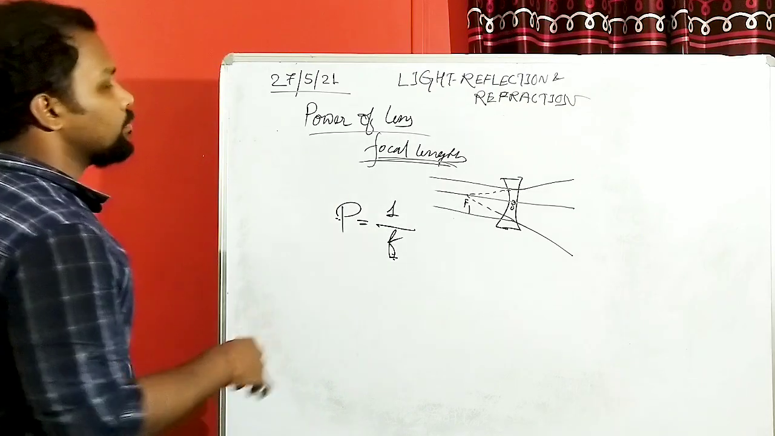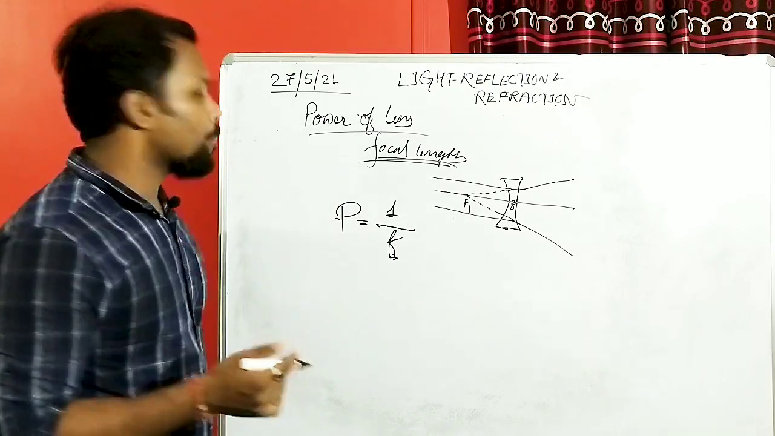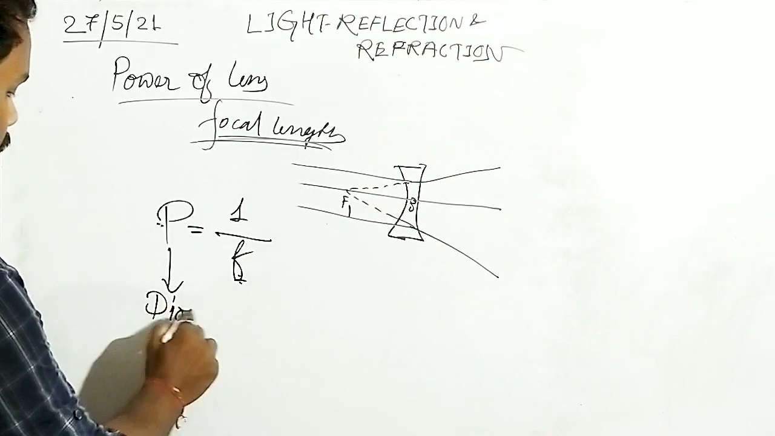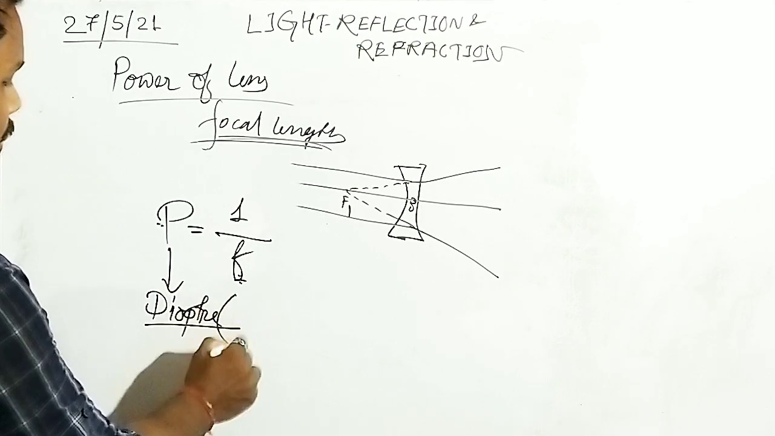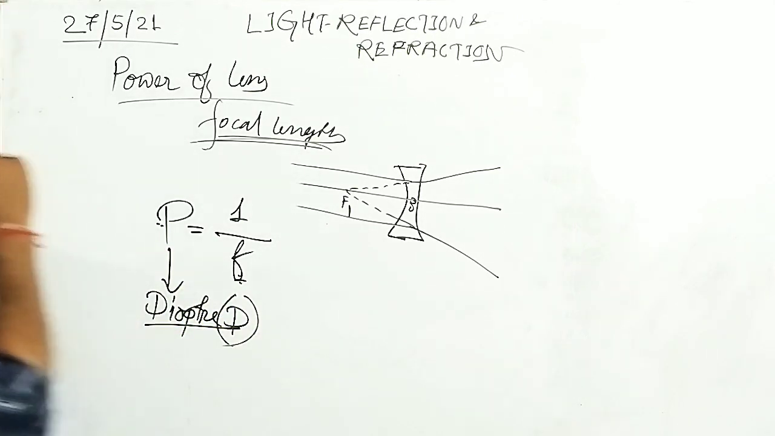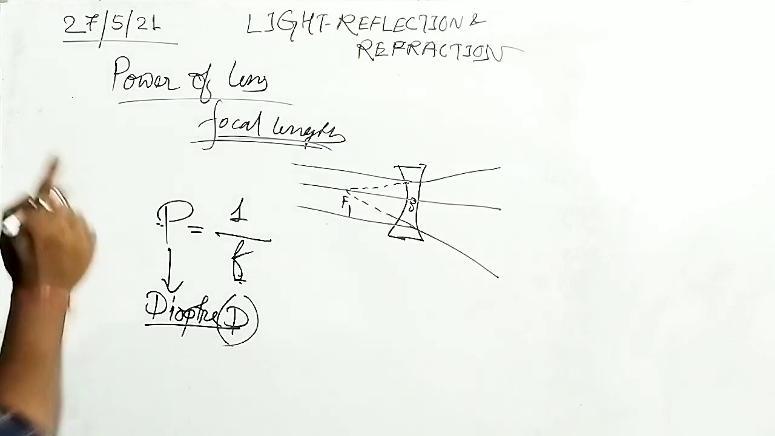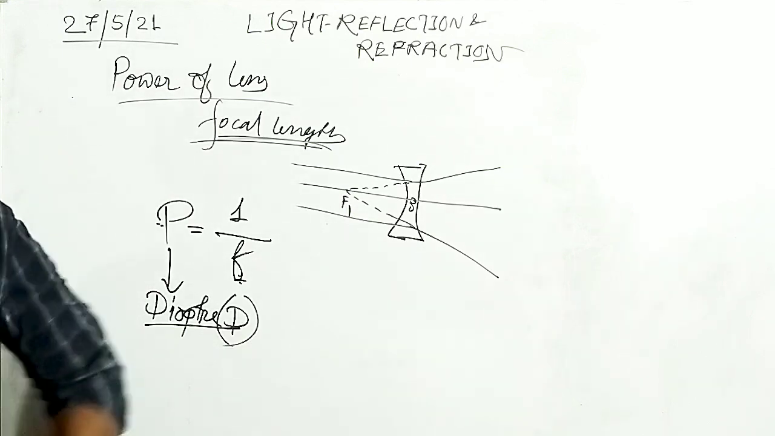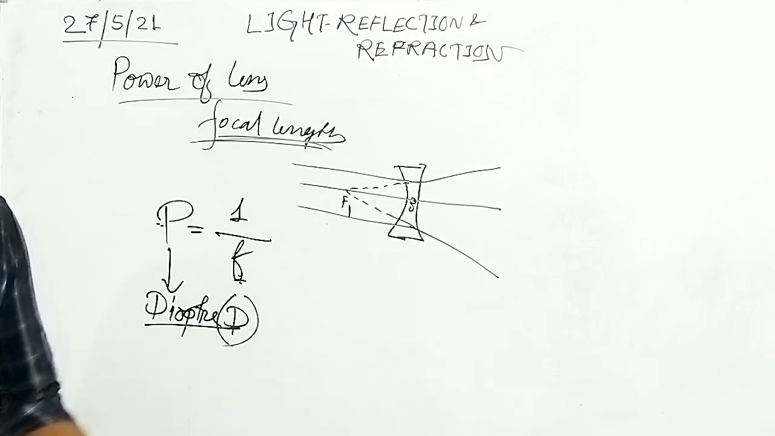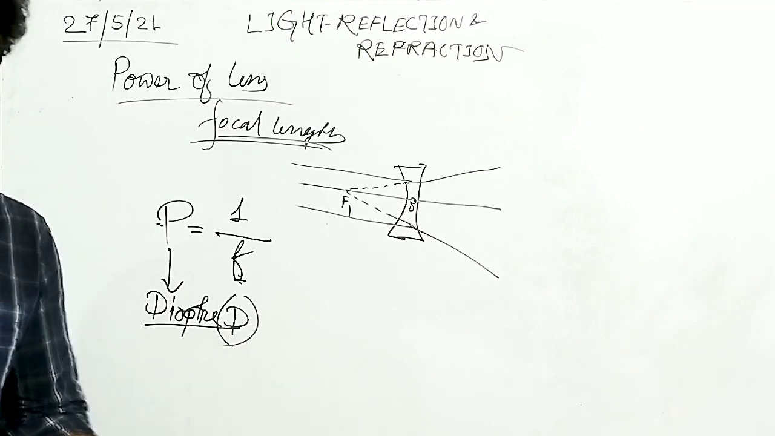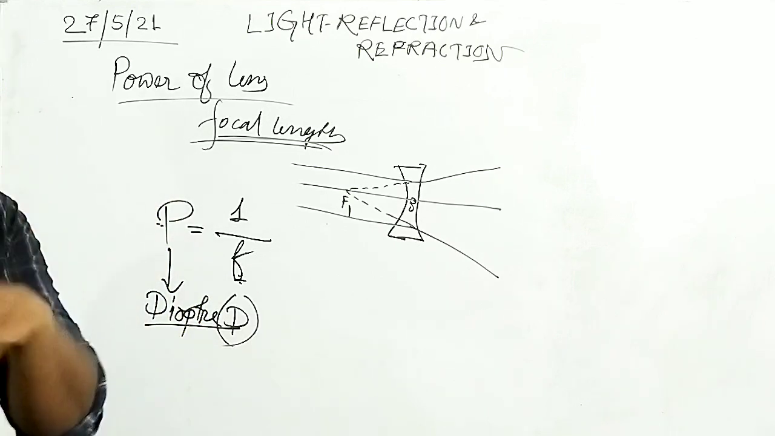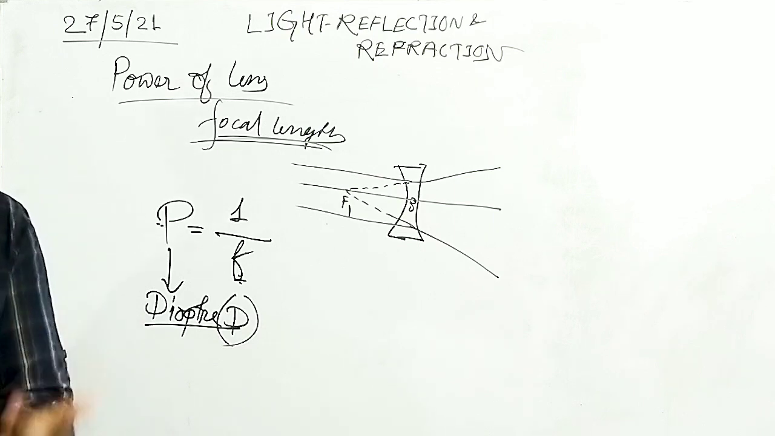Now, the SI unit of power is nothing but the diopter. It is represented by capital D. One diopter we will get when the focal length is 1 meter. So you can say that one diopter is the power of a lens which has a 1 meter focal length. This is the main definition of 1 diopter power.